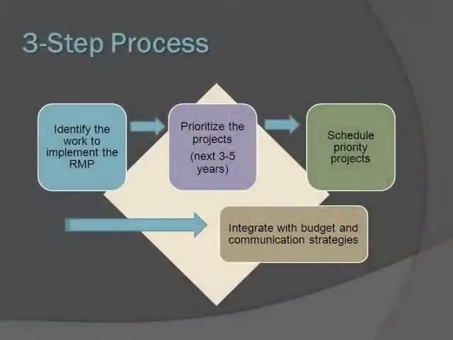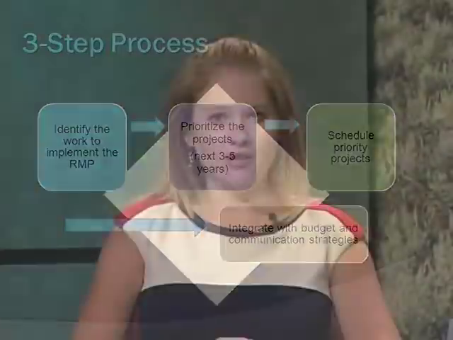So the steps of the implementation strategy are: number 1, identify the work needed, the tasks, projects, activities to implement the RMP. Number 2, to prioritize the work over the next 3 to 5 years. And 3, schedule priority projects, so looking at the number of widgets or acres per year you intend to accomplish. There are also 2 other important considerations: budget and communications, which are to be completed in a parallel but separate process. I'll briefly describe each step for you.